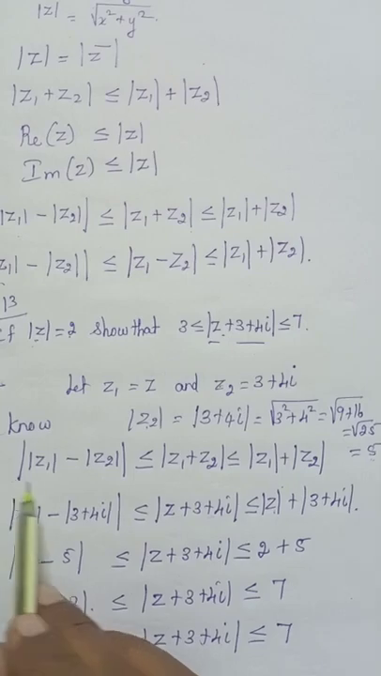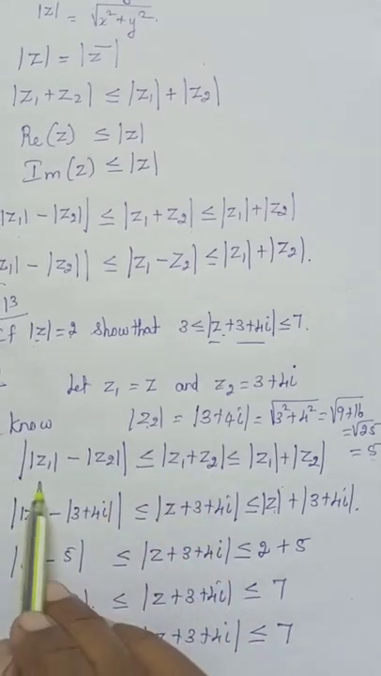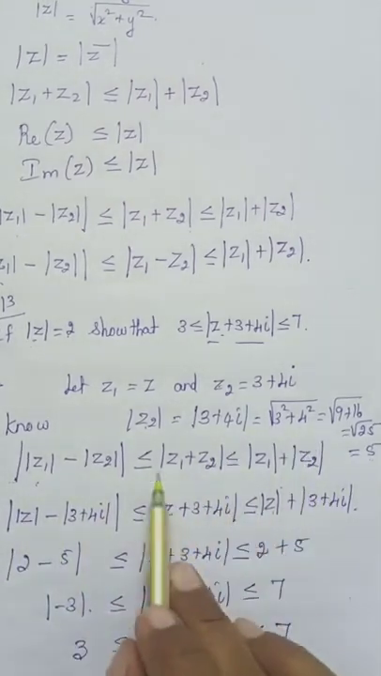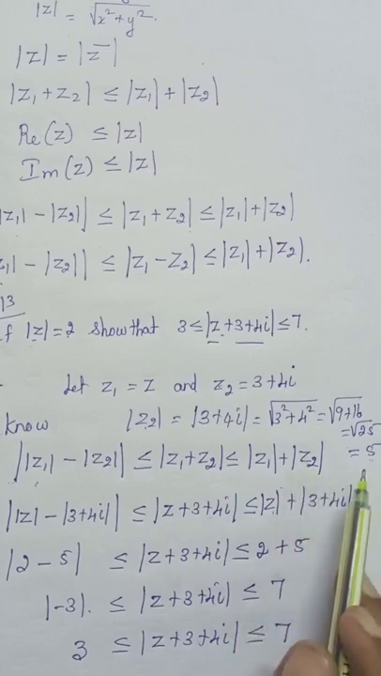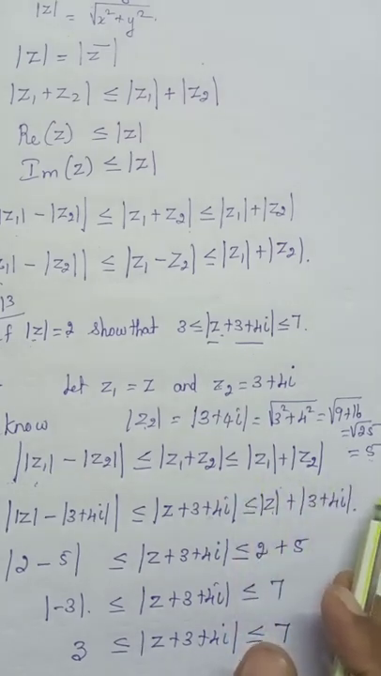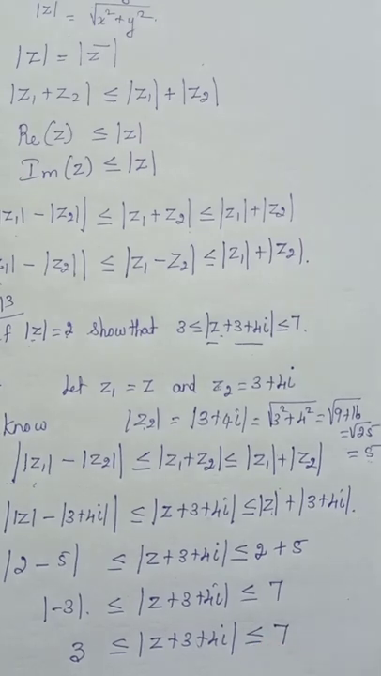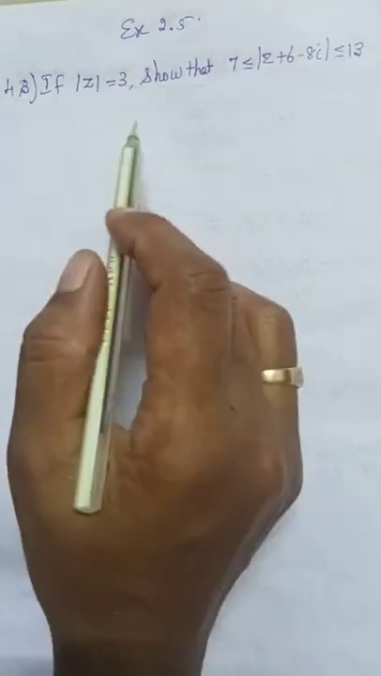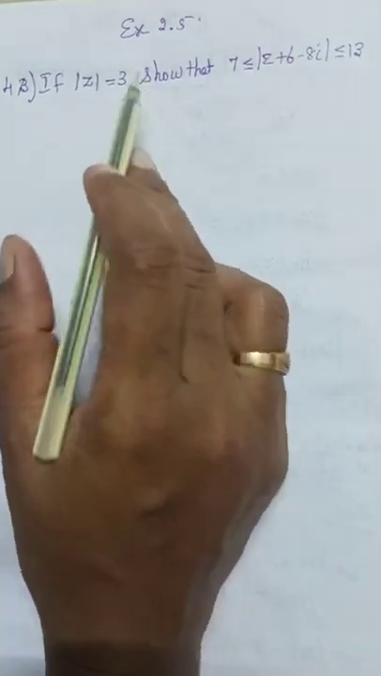Or else, first you have to find out this, keep it as equation number 1. Again we have to find out this one, equation number 2. From 1 and 2, using that also you can prove this problem. Okay, in a similar way, we will do two problems from the exercise.